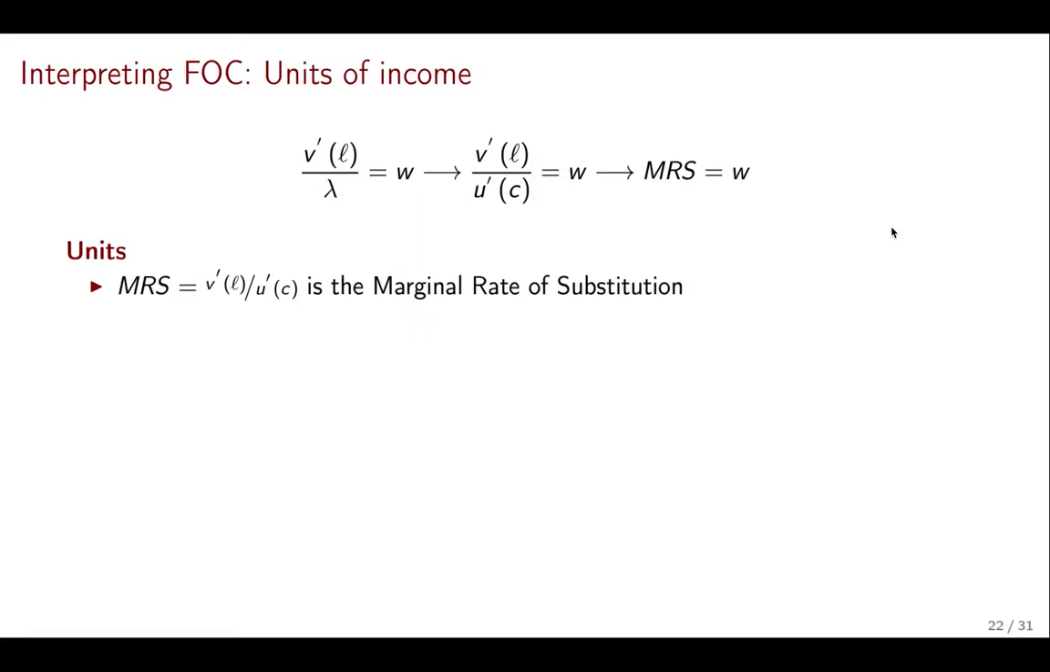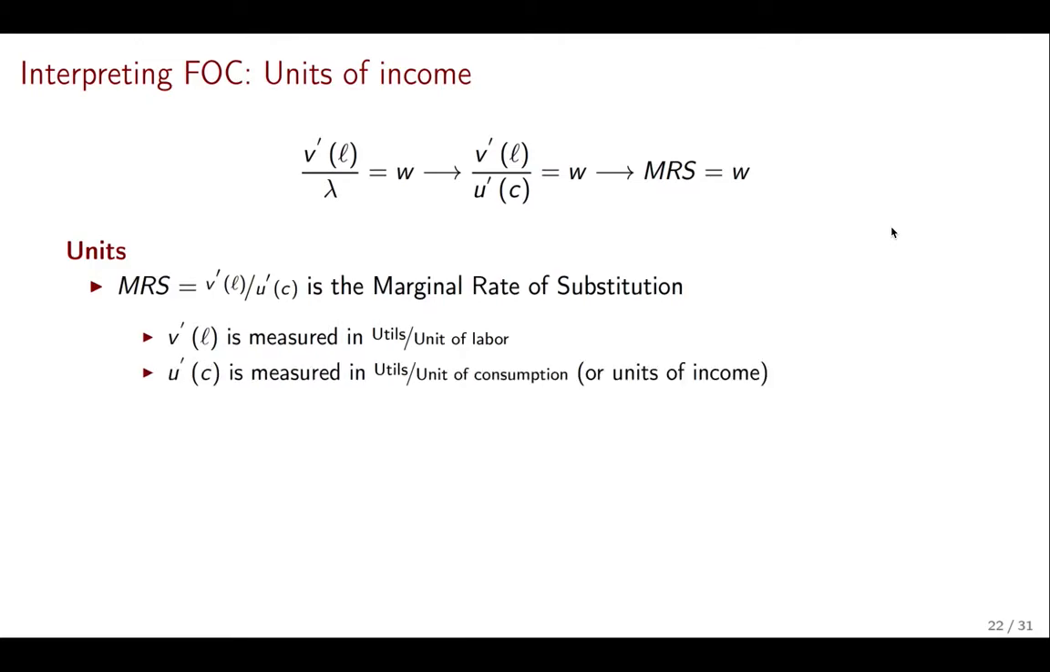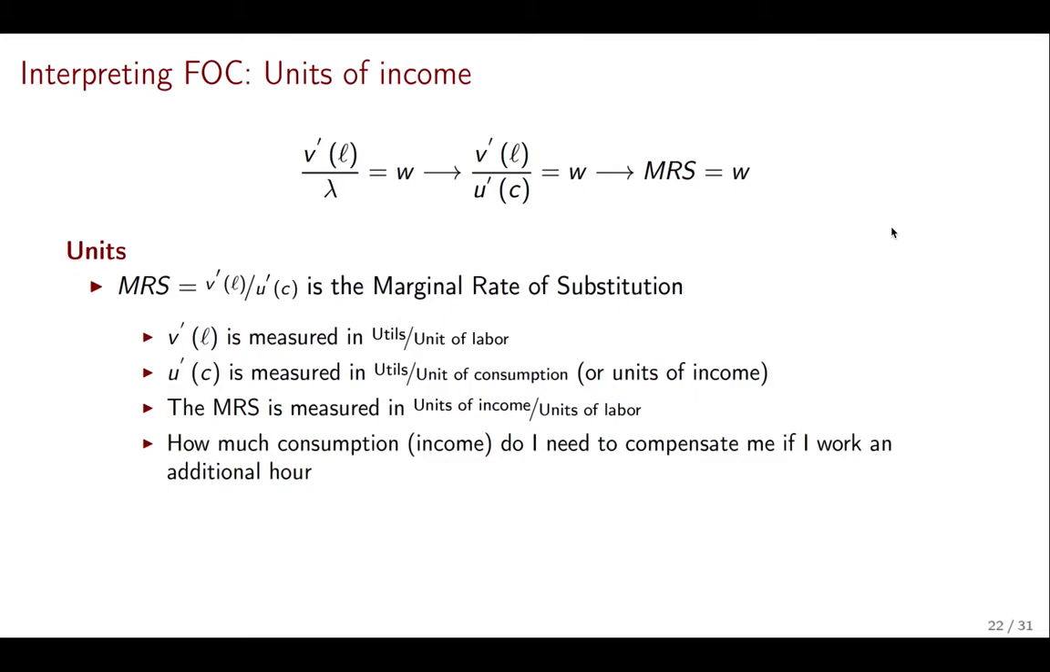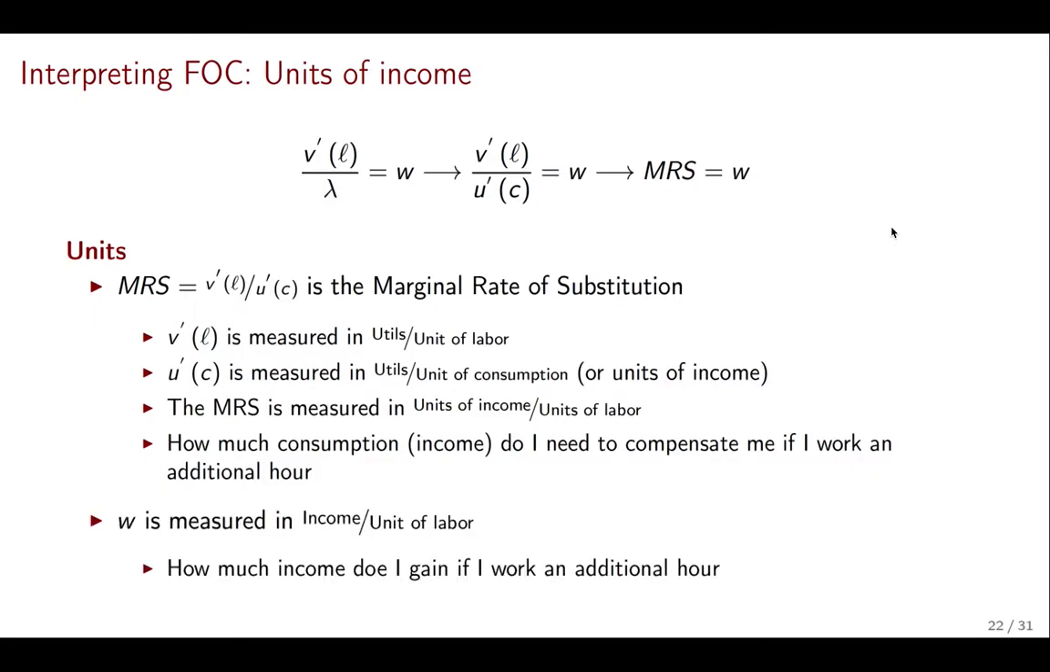Let's first go units. The MRS, the marginal rate of substitution, well, V prime is utils per unit of labor. U prime is utils per unit of consumption, or units of income, because consumption and income are expressed in the same units. Then their ratio is measuring units of income per units of labor, or equivalently units of consumption per units of labor. This is important though, because it's telling you how much consumption, or equivalently income, do I need so as to be compensated for an additional hour of labor. This is the rate at which the agent, the consumer, is willing to trade labor for consumption, for income. It's telling you how much additional income you need for every unit of labor you spend so as to remain indifferent.